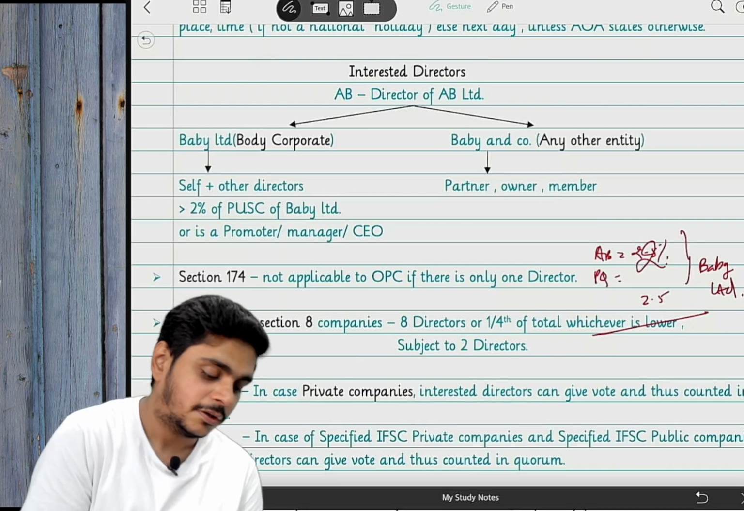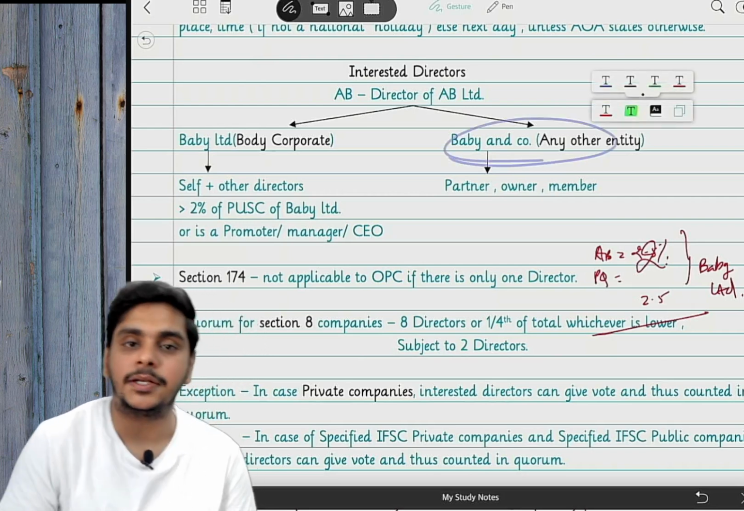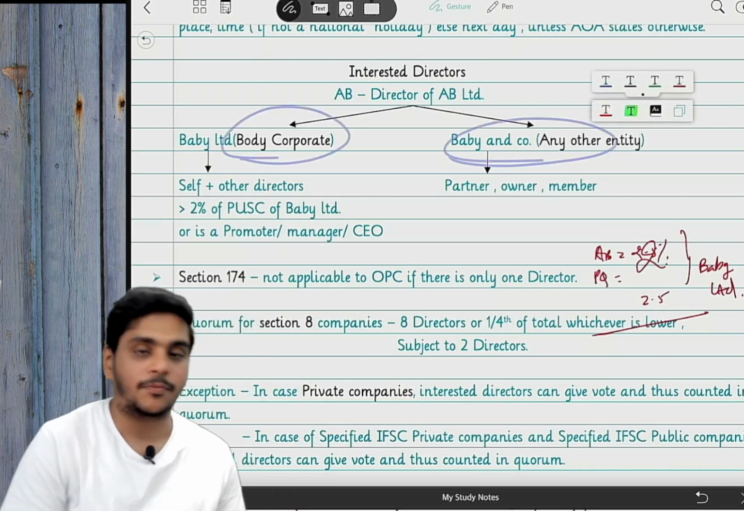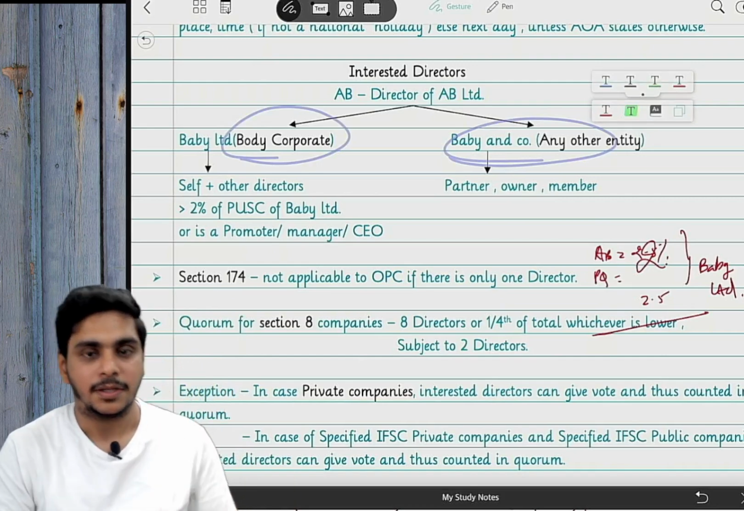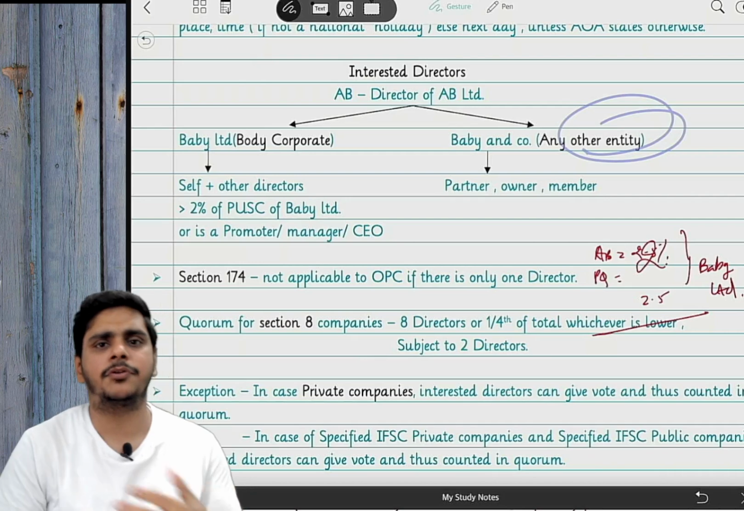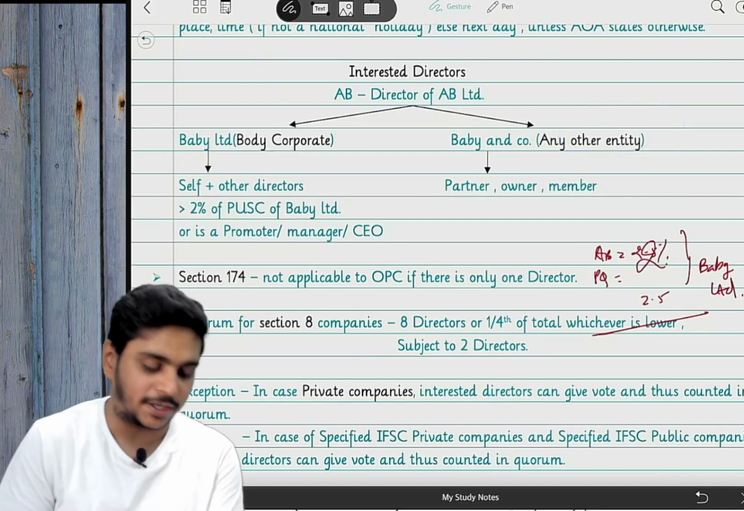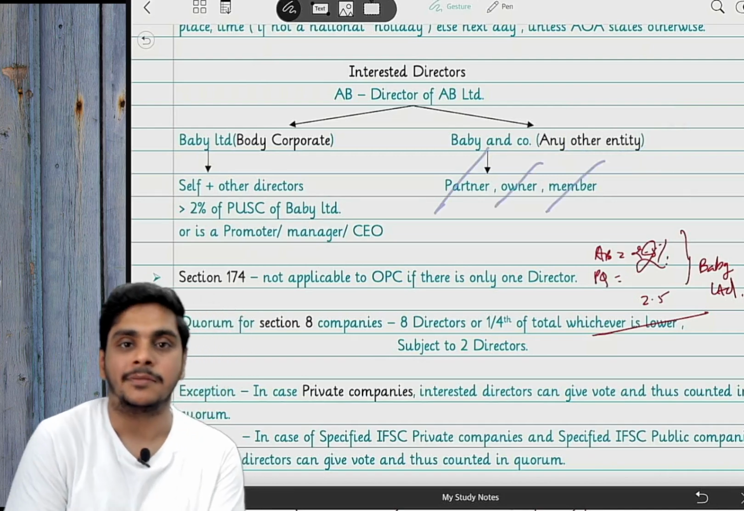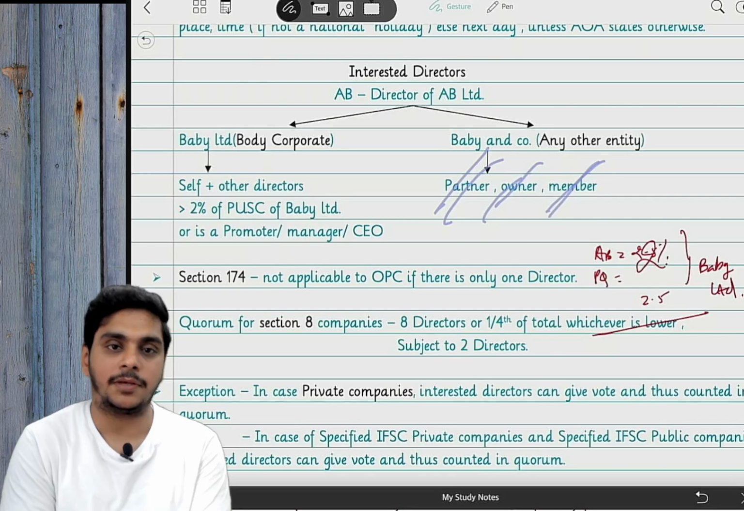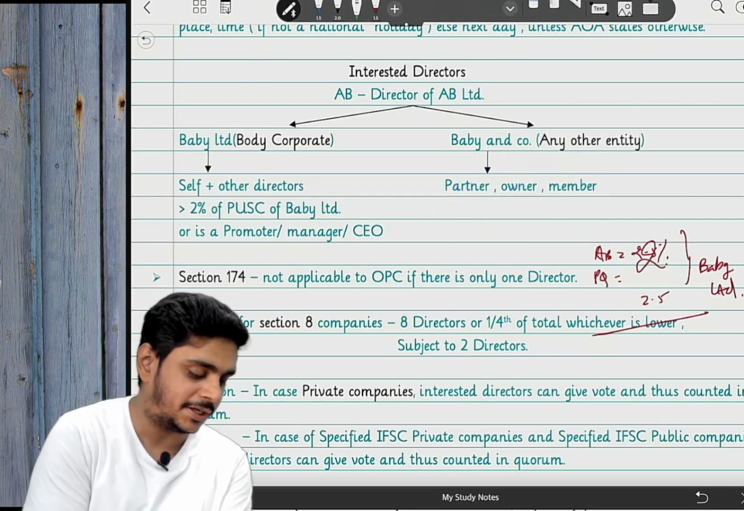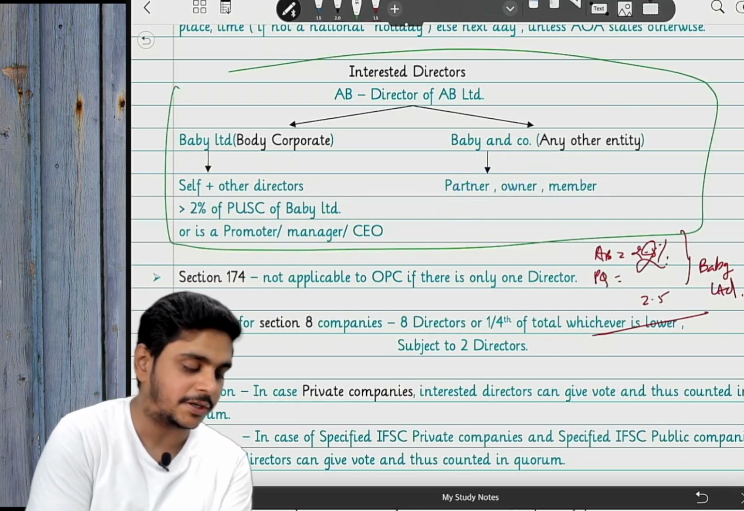Or if you talk about any other entity, here we were talking about body corporate, which basically means company or LLP. Here they are saying any other entity. It could be a partnership firm, it could be HUF, it could be a trust, it could be anything. So where AB is a partner or the owner or the member, AB becomes the interested director.